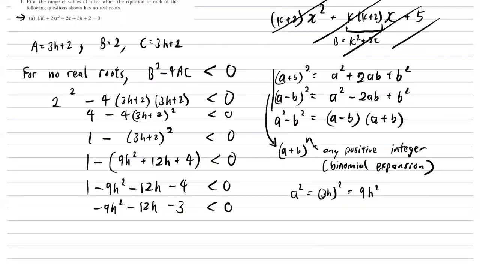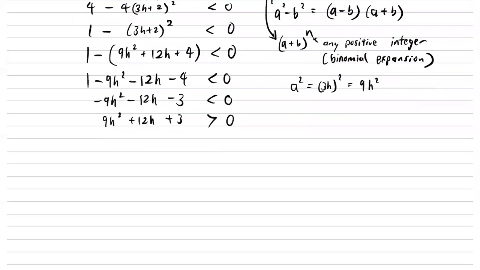I prefer positive coefficient for my quadratic, so I multiply by -1 on both sides of the inequality. 0 times -1 is just 0. Times the -1, flip the sign. Flip the sign. Okay, factor, divide throughout by 3. I am very lazy. I'm just going to use a calculator to help me to factorize. 3, 4, 1. And I get 3h plus 1 and h plus 1. Yeah, it seems to work.